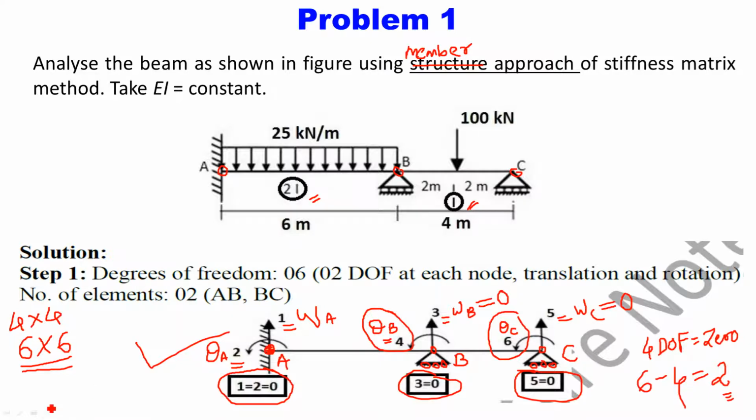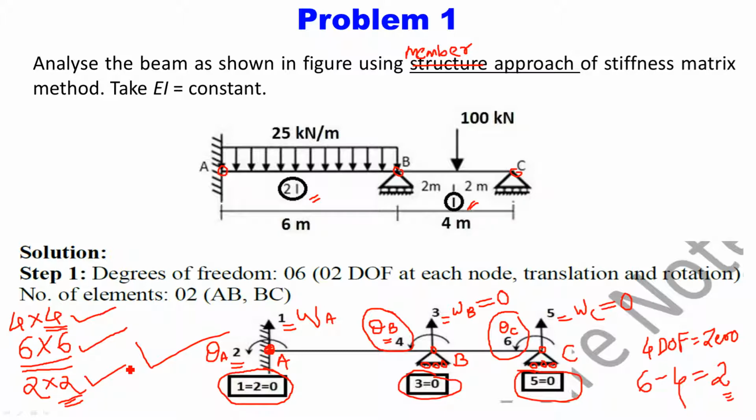It means the size of the reduced stiffness matrix will be 2 by 2. Please understand, the size of one stiffness matrix of a member is 4 by 4. The size of the global stiffness matrix will be 6 by 6 because of 6 degrees of freedom, and the size of the reduced stiffness matrix will be 2 by 2 because of only two non-zero kinematic unknowns. This is step number 1.